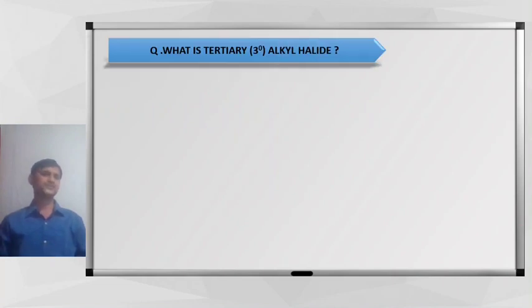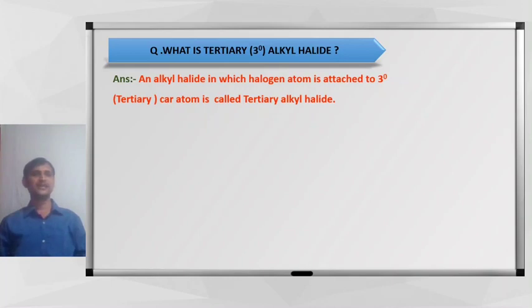Next one, what is a tertiary alkyl halide? See, an alkyl halide in which the halogen atom is attached to a tertiary carbon atom is called a tertiary alkyl halide. Now see the example, where one carbon atom is attached to three other carbon atoms.